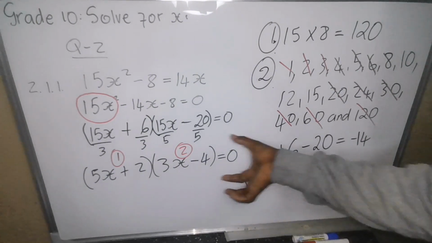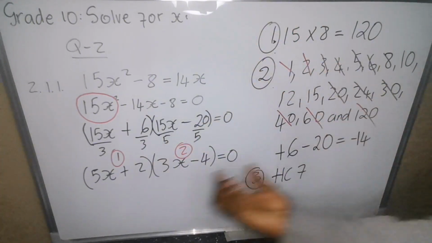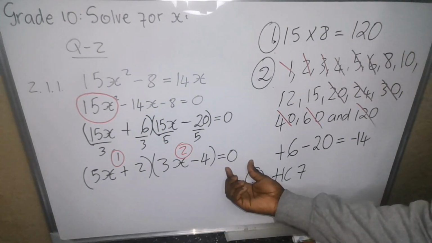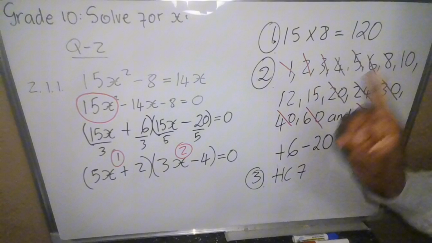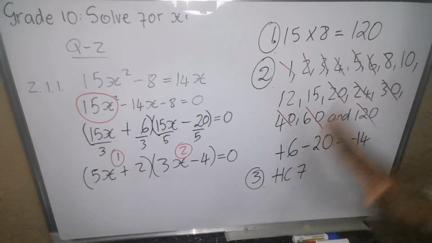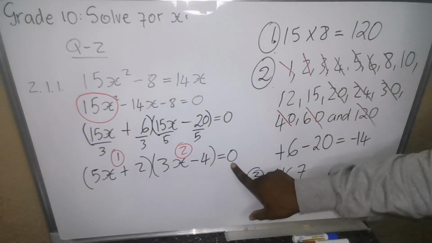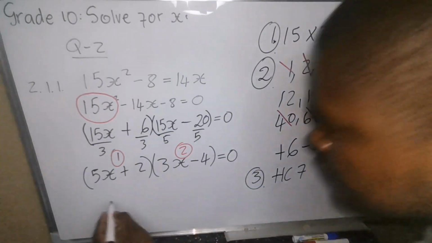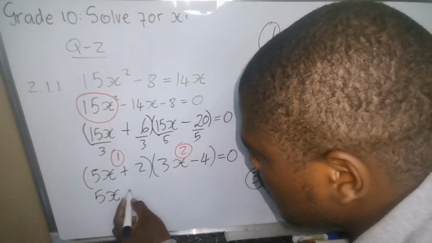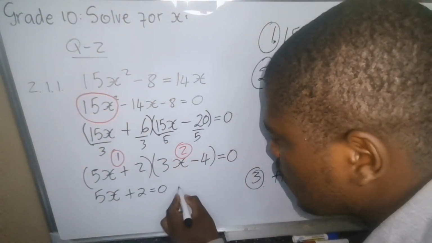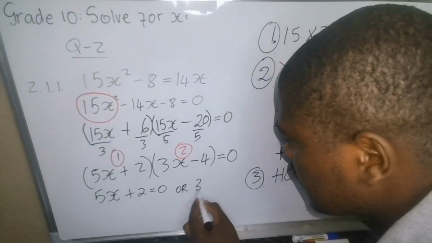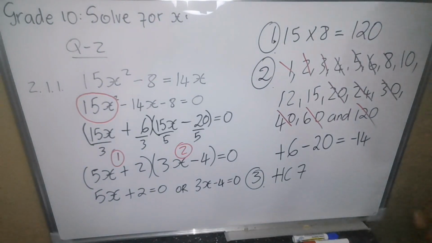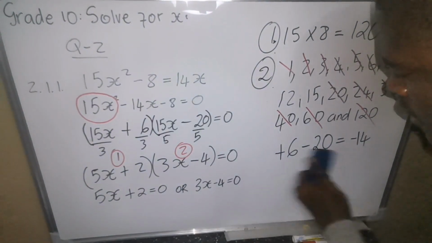Now if you've got an equation like this with two products, the first product must be equated to 0, and the second product must be equated to 0 also. You only do that if and only if there's 0 on the other side, not the other way around. So 5x plus 2 equal to 0, or 3x minus 4 equal to 0. Then you solve for x, and you're done.